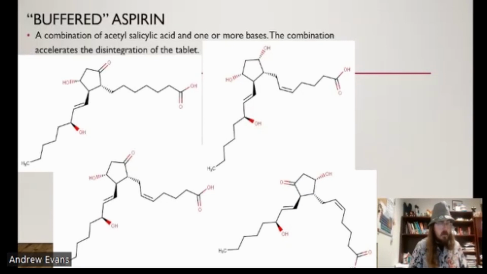And it's true, it dissolves faster, at least in clinical trials. It doesn't show any real conclusive evidence of faster absorption or more effective pain relief. So take that with a grain of salt.